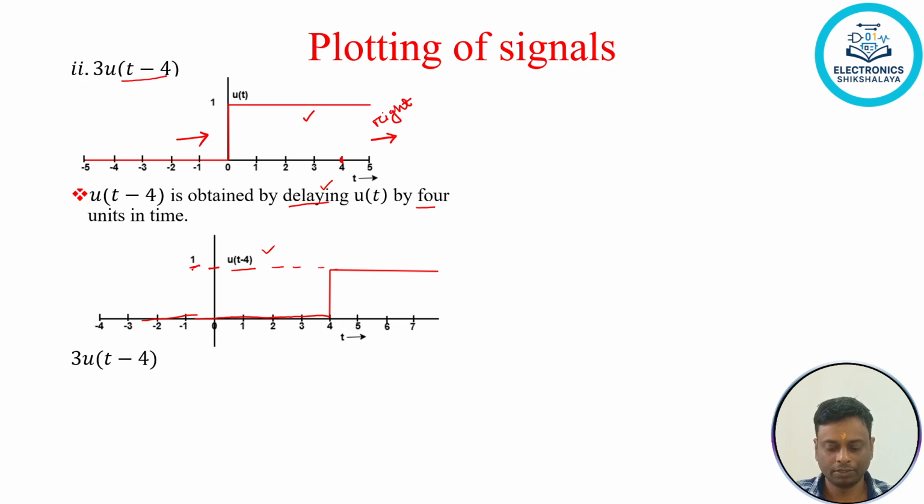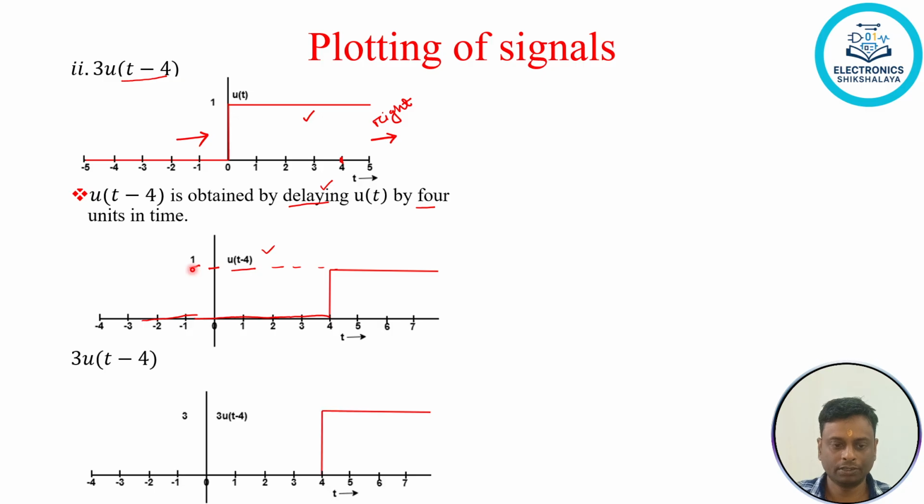So let us see that. This is your 3u(t-4), so it will be multiplied by 3. This amplitude is now 3. This is your 3, and this is our u(t-4). So this is the second case.